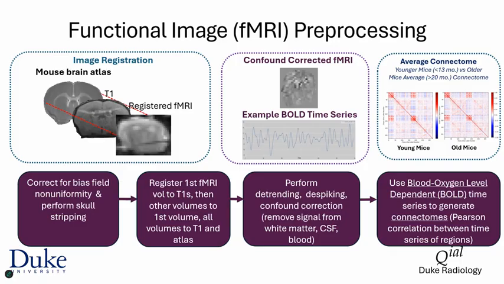We use the blood oxygen level dependent signals to generate connectomes. Connectomes are the Pearson correlation between the bold time series of different regions. I have some examples of connectomes on the screen. We can see a connectome for younger mice and older mice, and hopefully you can see some very strong visible differences between these connectomes. They're averaged together.